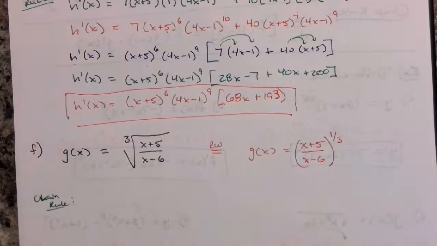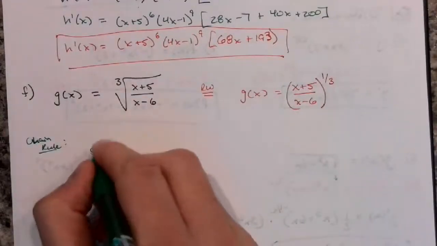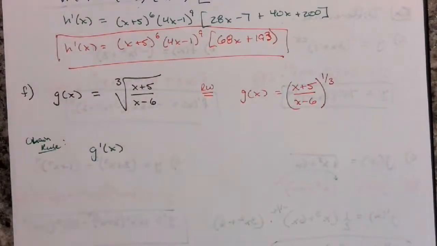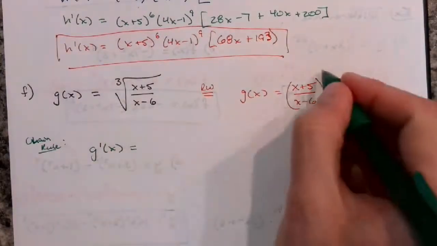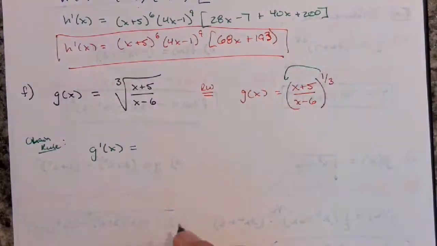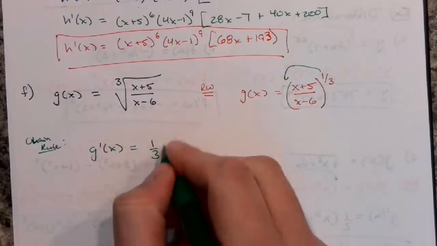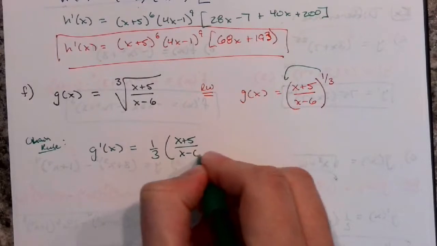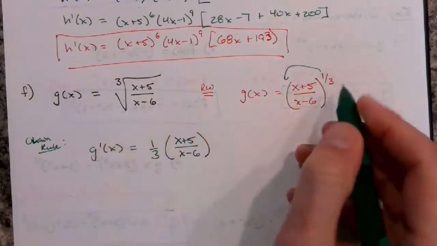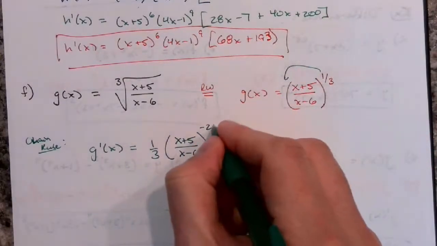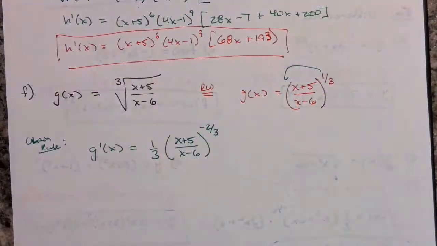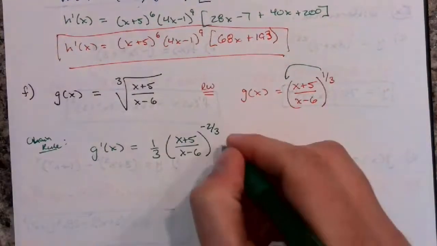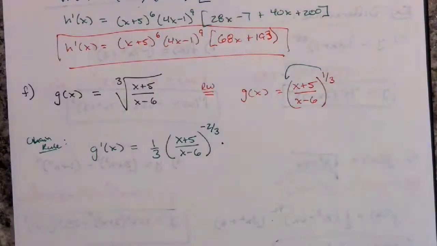Right, so for the chain rule, this is g prime of x. It's the derivative of the outside, so 1/3 would come to the front. So we have 1/3 times, you keep the inside the same, remember, so it's (x plus 5 over x minus 6) raised to the 1/3 minus 1, which would be negative 2/3. And then you want to multiply this by the derivative of the inside.